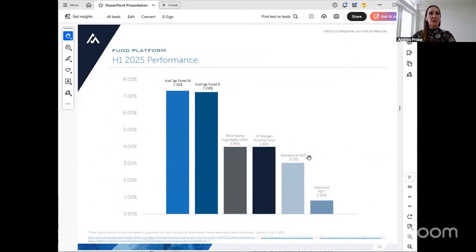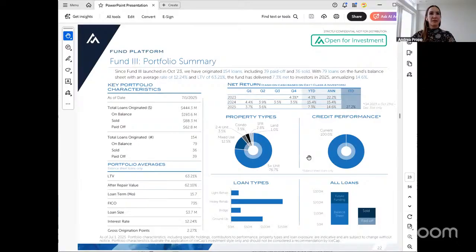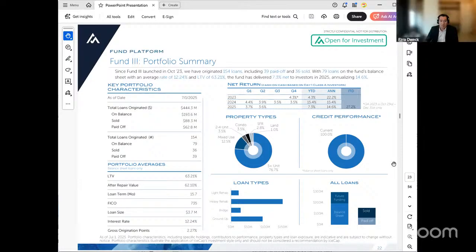So I'm going to fast forward here for a minute and just get us right into Fund 3 and what it looks like today. For those of you who might be considering an investment with us, this is ultimately what you would be investing in. So, Ezra, what do we do?